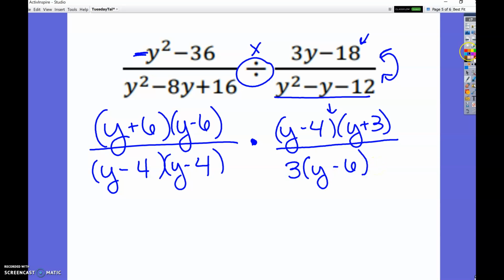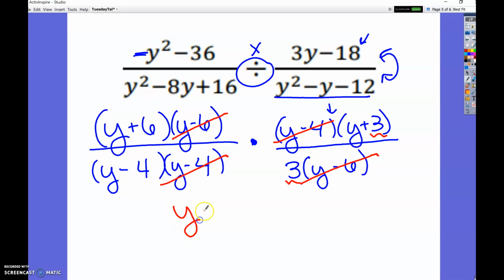Now we're back to the last slide where we just do multiplication, and that simply means we cross-cancel anything that's in the top with the bottom. So this y minus 6 can cancel this y minus 6. This y minus 4 can cancel this y minus 4. And I think we should be good. Some might say, gosh, can I cancel this 3 and this 3? But remember, it's a unit. This y plus 3 sticks together.